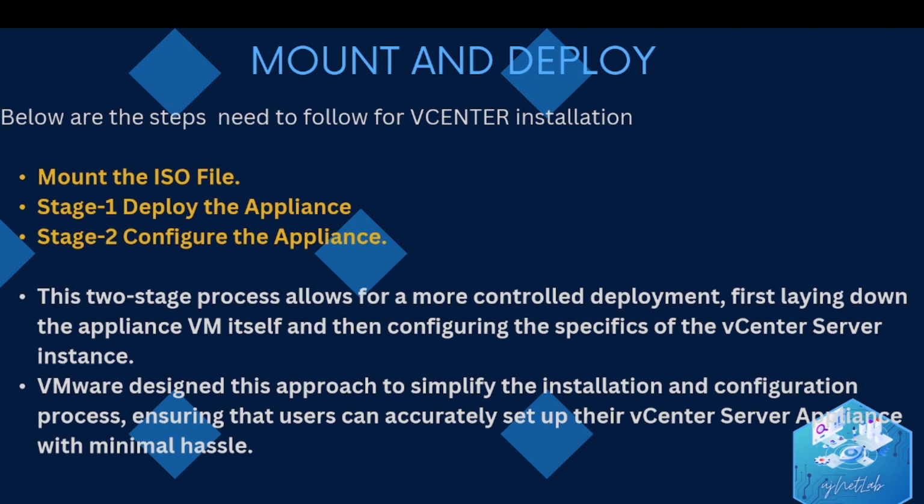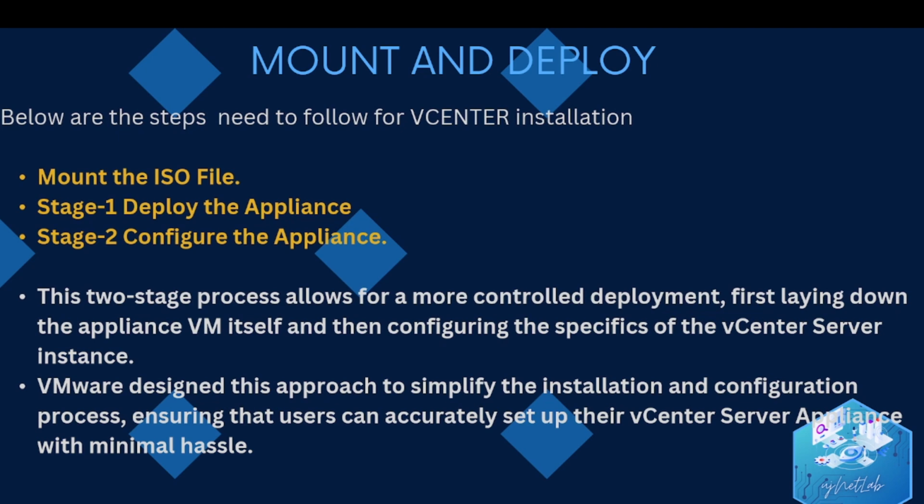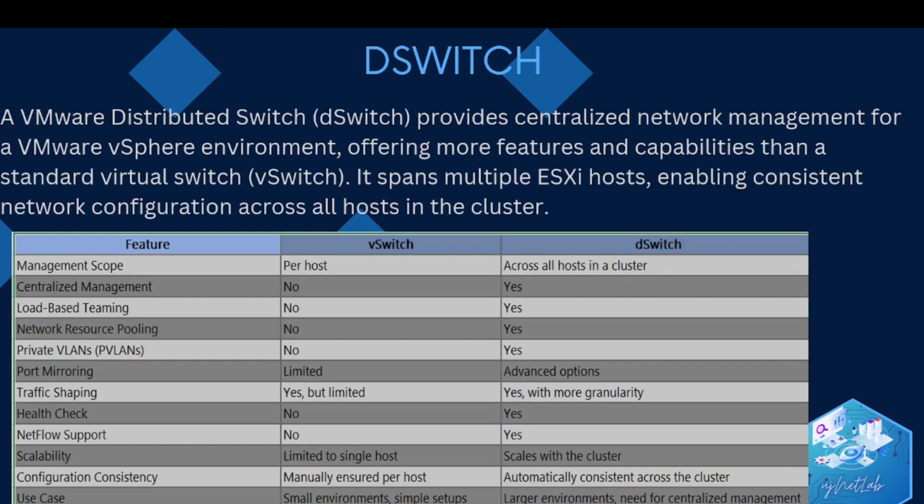All right. So once it is deployed, we will further configure the appliance. Why is it a two-stage process? It's for a more controlled deployment. First laying down the appliance VM itself, and then you configure the specifics of the vCenter instance. VMware designed this approach to simplify the installation and configuration process, ensuring that the user can accurately set up the vCenter Server Appliance with minimal hassle. Okay, we will discuss the D switch further.